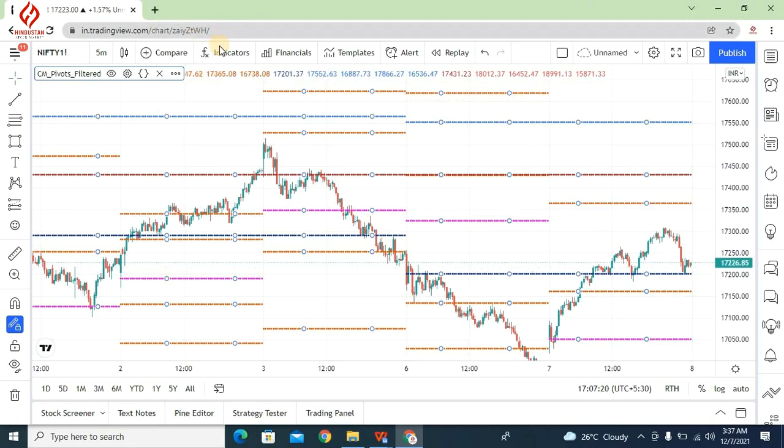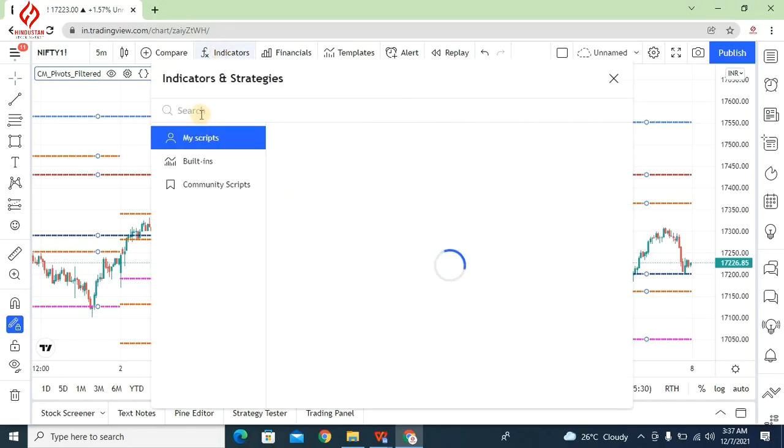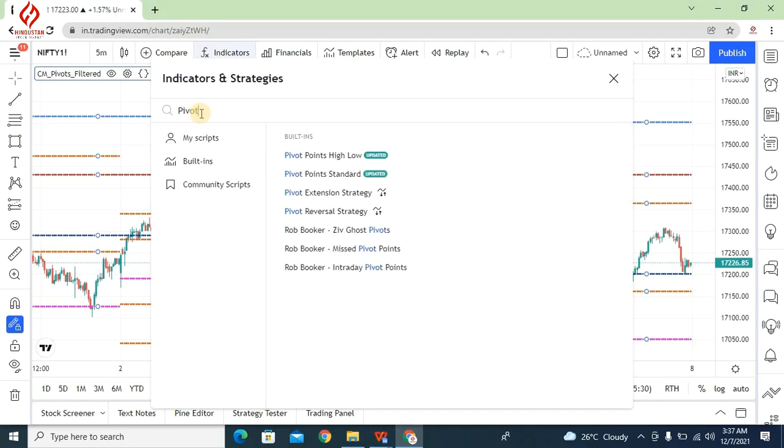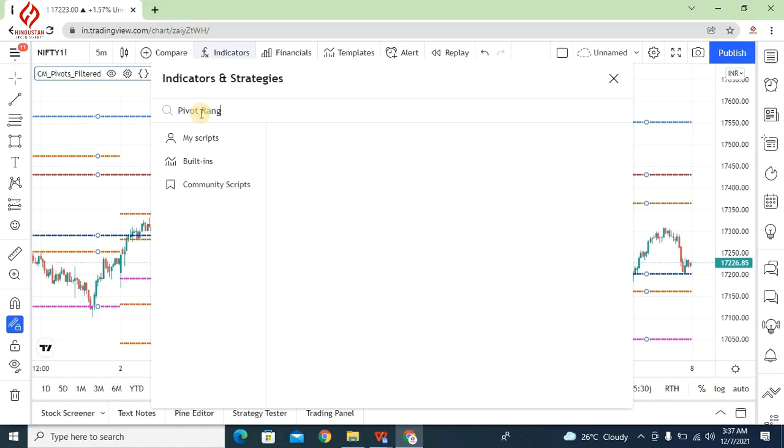So now let us plot CPR, right? Again go to the indicator section. Here type pivot range. Don't type CPR or central pivot range. You just type pivot range.